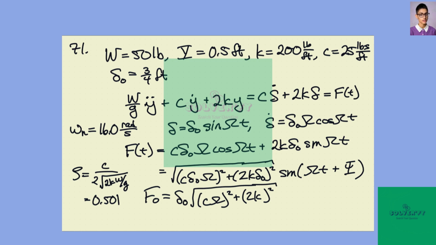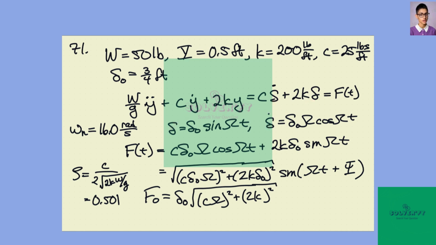We're given all this information about the system. We can figure out the natural frequency is about 16 radians per second. The amplitude of the excitation is 3/4 of a foot, and the frequency is what we're looking for. So this is our excitation, and we can figure that out by substituting into here and then taking the time derivative and substituting in there.